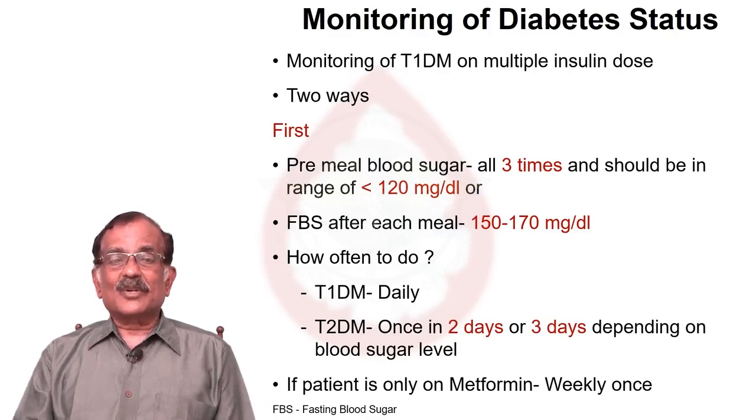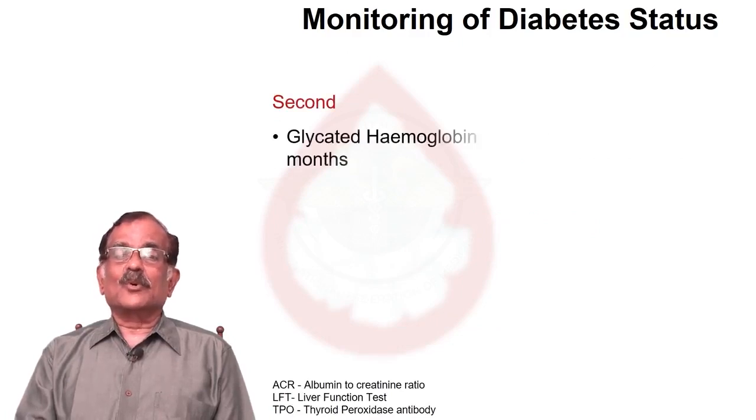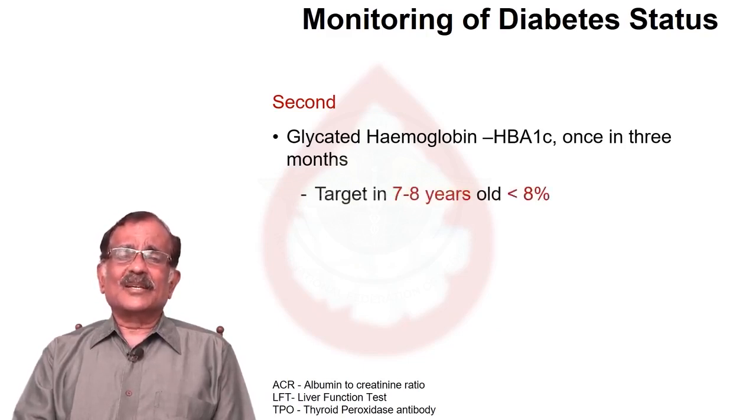Along with monitoring blood sugar, the other monitoring to be done is a 3-monthly hemoglobin A1C. This is very important because it tells you what is happening around the clock, and it is supposed to be the gold standard for assessing diabetic control. And in type 1 diabetes in children around 7 and 8 years old, you can keep the target a little high. If you get it less than 8, you must feel very happy.